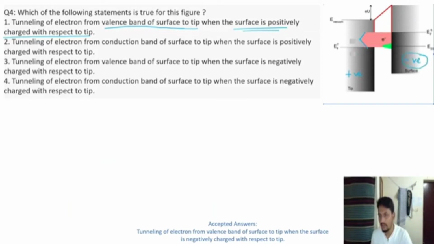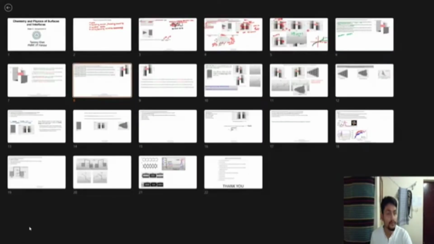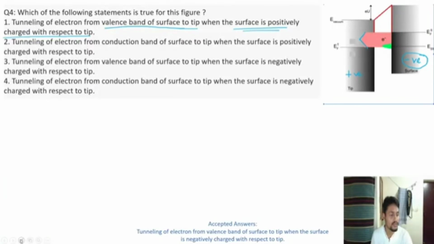So it is obviously grounded, but just to solve the question: the electron is going towards this, so this is positive. That means the surface is going to be negative, right? One thing is done. The surface is negatively charged, so we will not look at these two options. We'll just do these two options. Now come back to this.